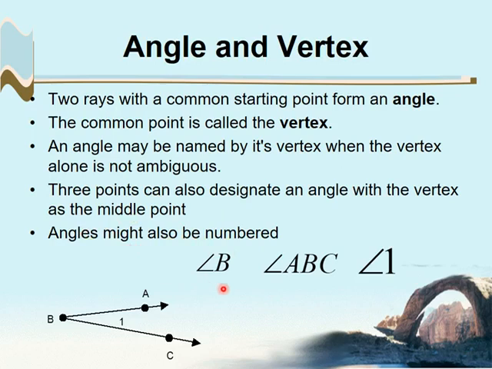An angle might also be numbered. Angle B, angle ABC. In this case, B is called the vertex. Always we write it in the middle. Remember one thing, AB is called an arm or side of an angle. BC is also an arm or side of the angle. An angle also can be denoted by any value.